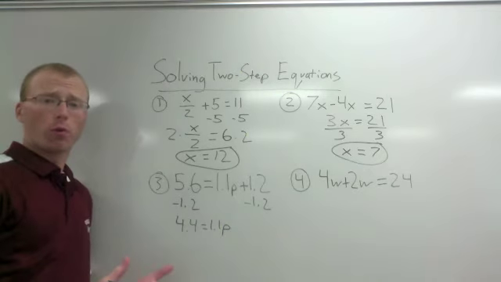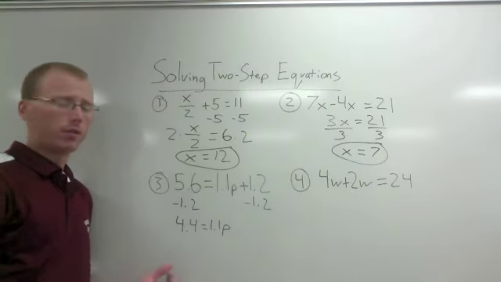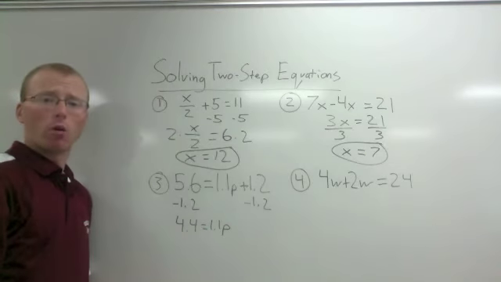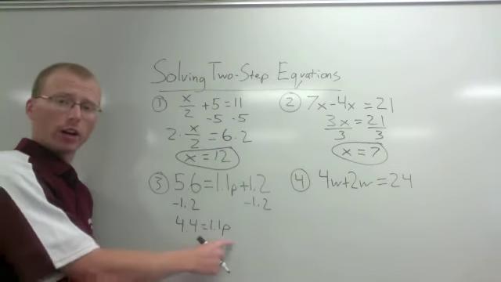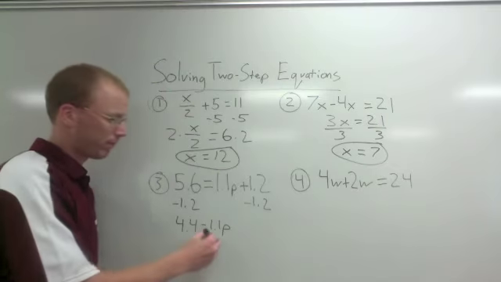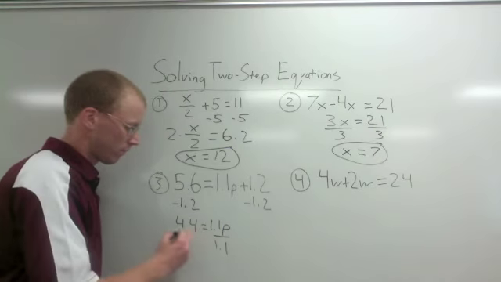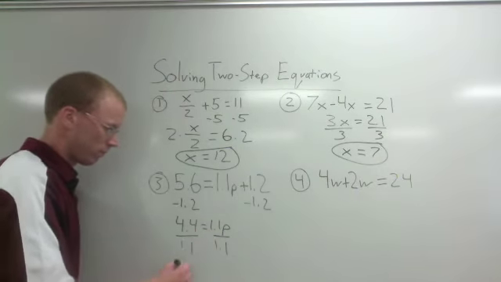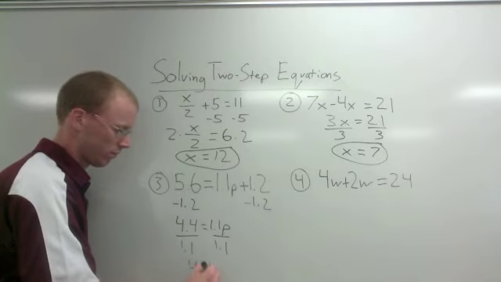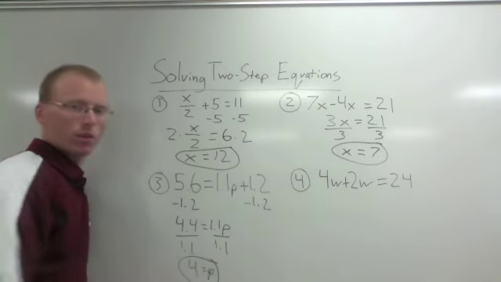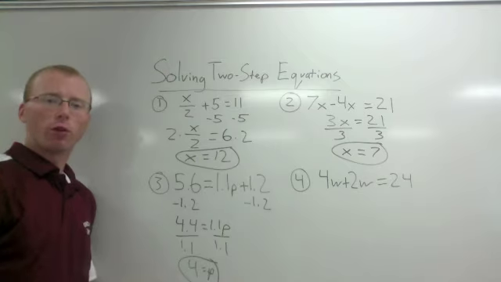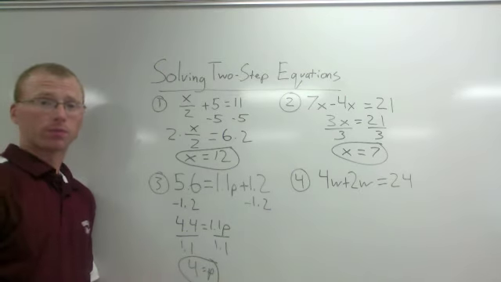That leaves us with 4.4 equals 1.1p. To get rid of that 1.1, we're multiplying here, so we can just divide. And we get p equals 4 as our answer.